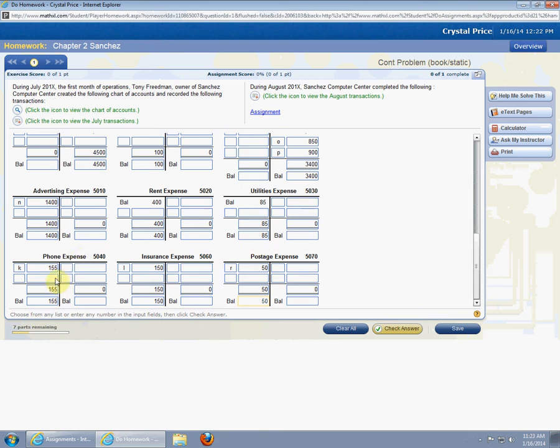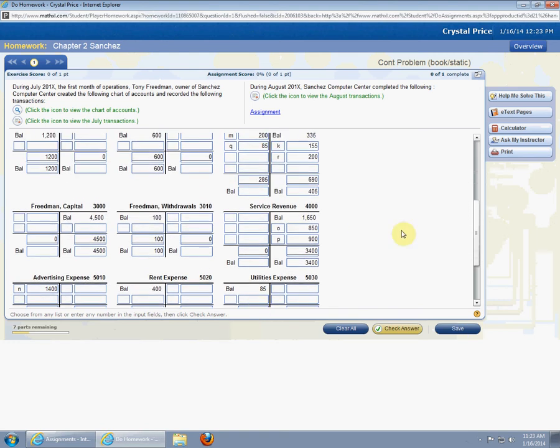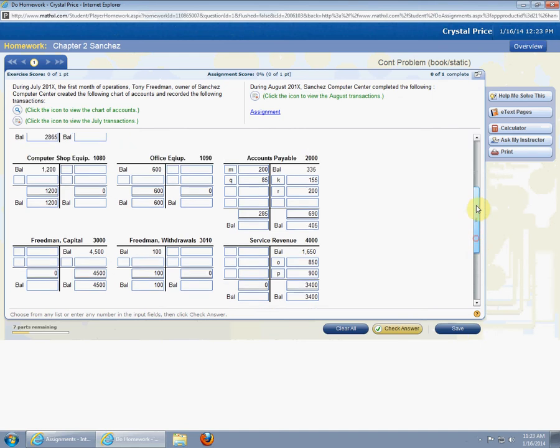Phone expense, $155 debit, zero on the credit, balance on the debit, $155. Insurance expense, $150 on the debit, zero on the credit, balance of $150 debit. Last one, postage expense, $50 on the debit, zero on the credit, balance $50. Got it? Okay. Now I think we're ready to check this. Let me look at our instructions again.